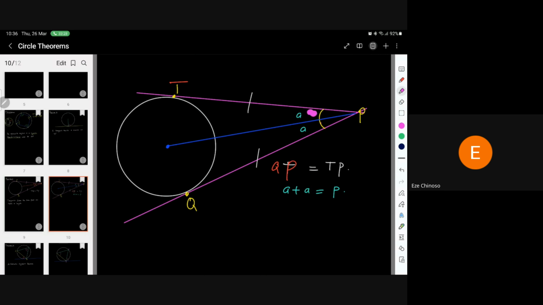And then you have this angle A plus A is going to give us angle P, because this angle here is equal to this angle here. So when you add them all together, it gives you angle P, right? That's your theorem number 6, just trying to make reference to that.